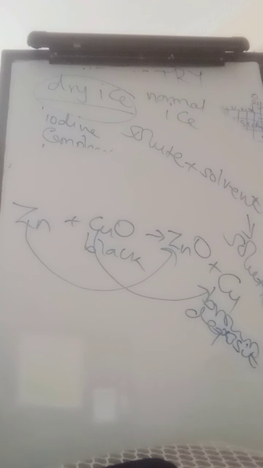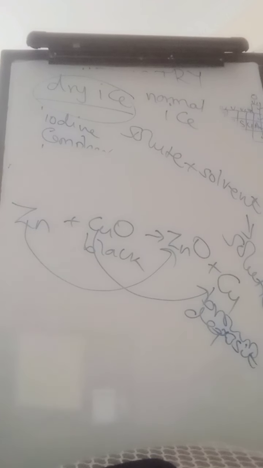Now, explain which substance is the oxidizing agent. Which substance is the oxidizing agent? The copper 2 oxide is the oxidizing agent. Copper 2 oxide oxidizes zinc to zinc oxide. Then itself is reduced to copper metal. So the zinc becomes the reducing agent, while the copper 2 oxide becomes the oxidizing agent.